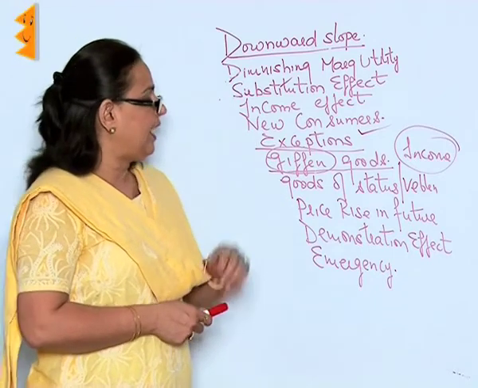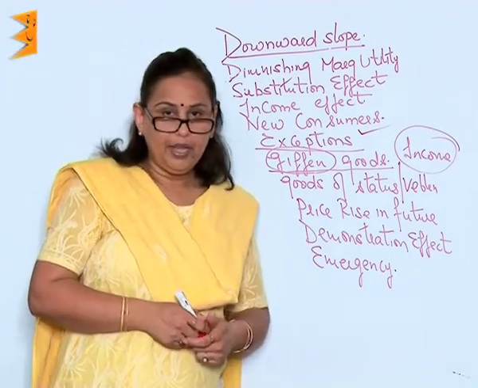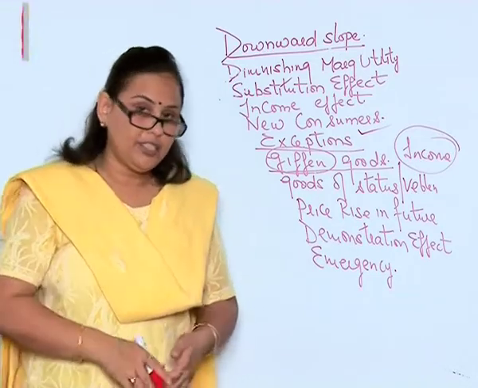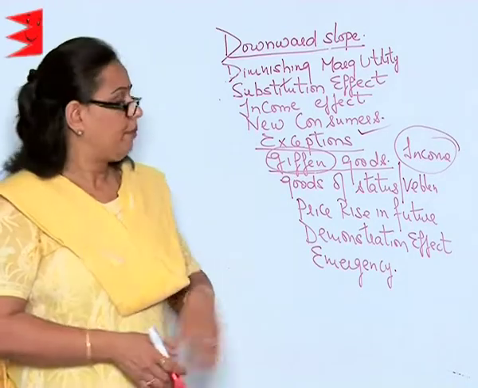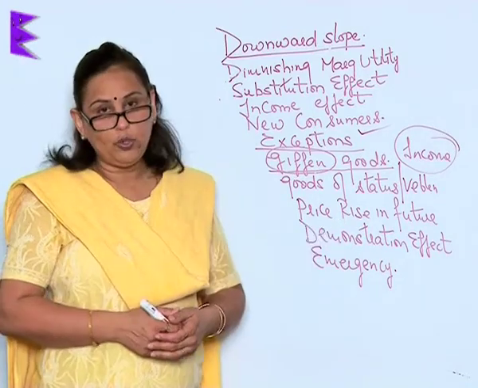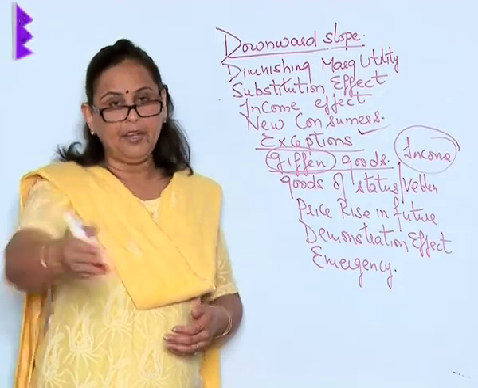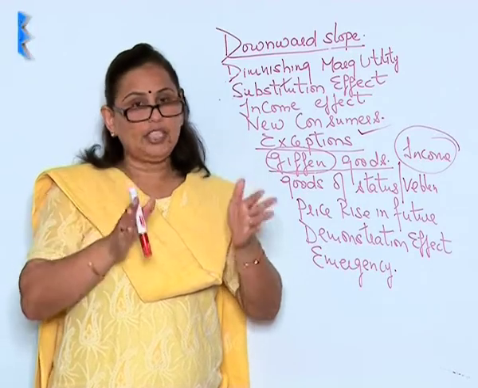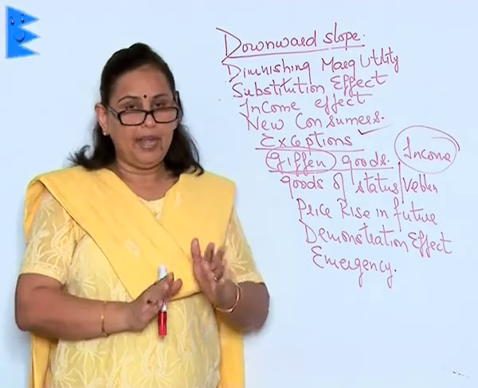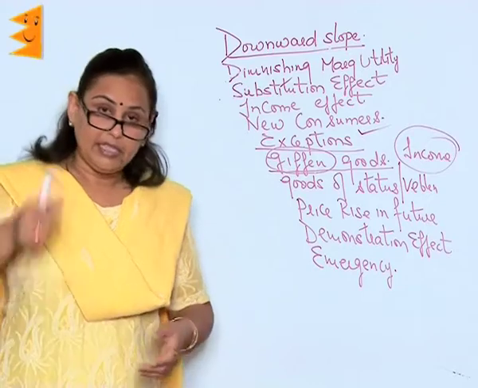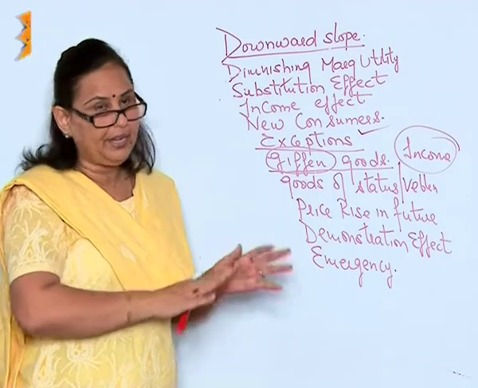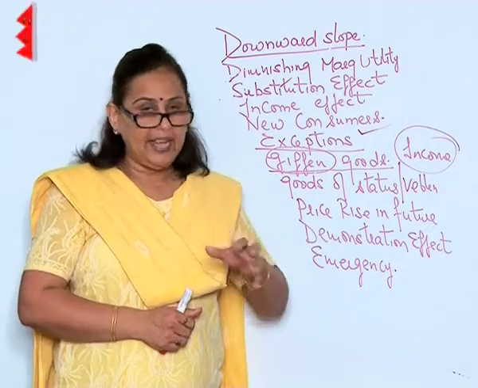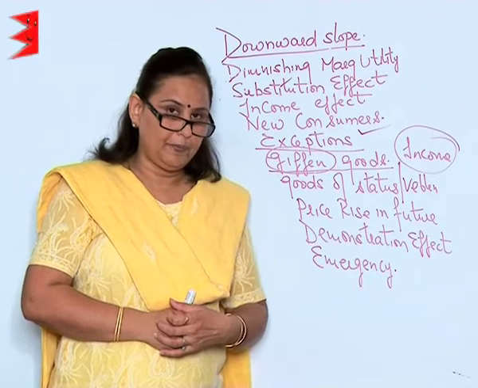Then, price rise in future. It could be that there is an increase in the price of a commodity, but still consumers are buying it more because they fear that there is going to be a price rise in the near future. For example, when the price of sugar had gone up at a particular point of time, still the people were buying it and hoarding it because they had a fear that there is going to be a rise in the price of the sugar in the near future.